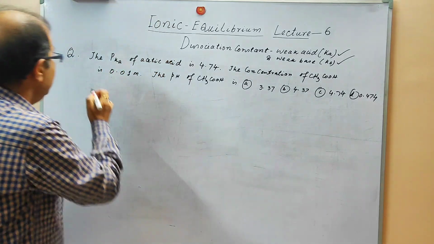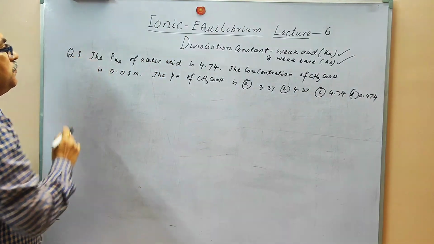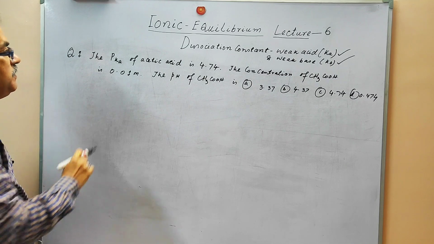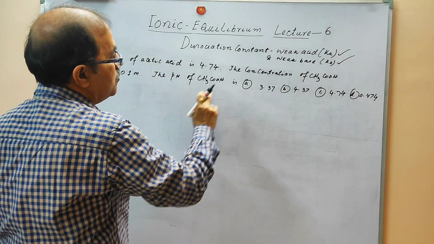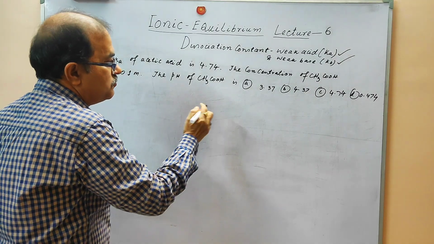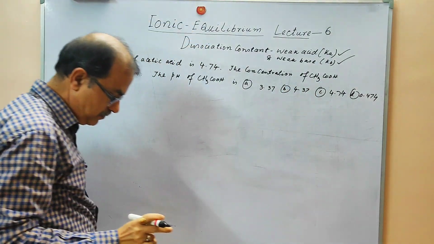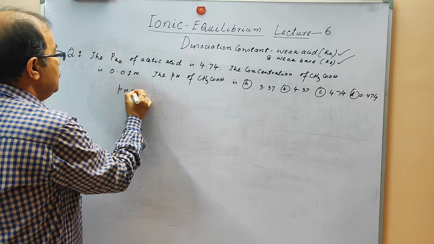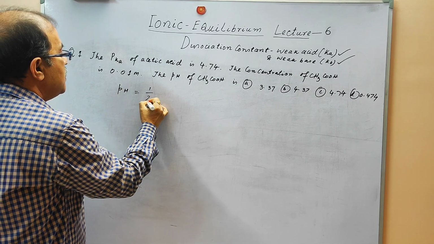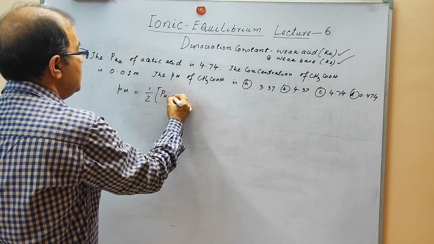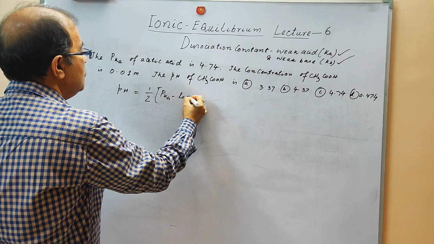You have to calculate the pH. The pK of the acetic acid is given, the concentration of the acetic acid is given, and the options have been given. So for this pH, you will have this relation: half into pK minus log C.